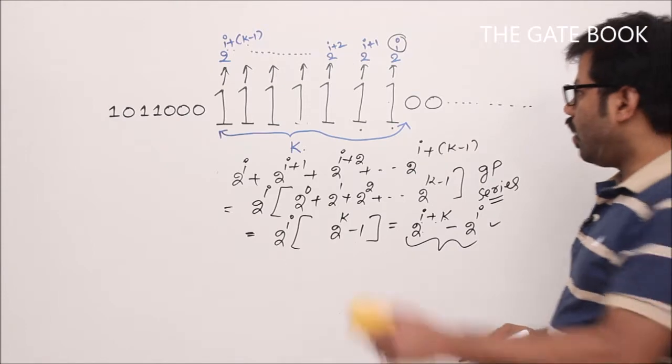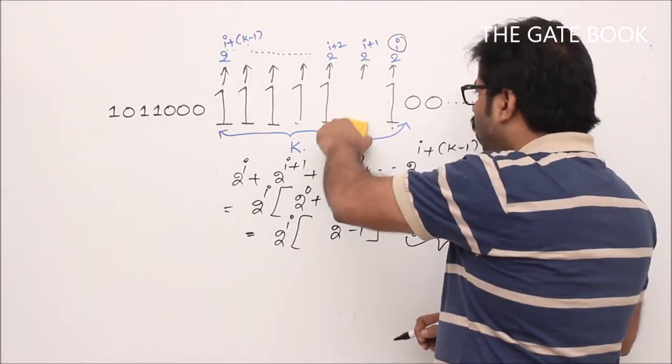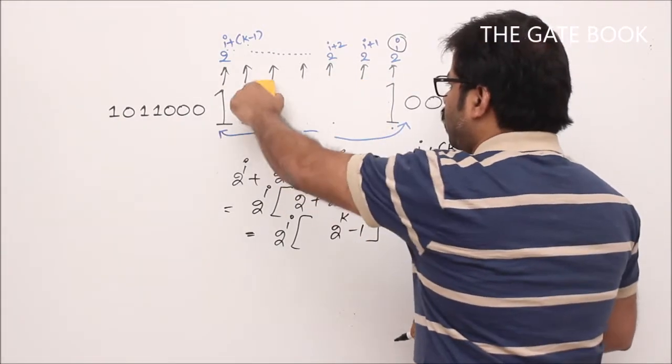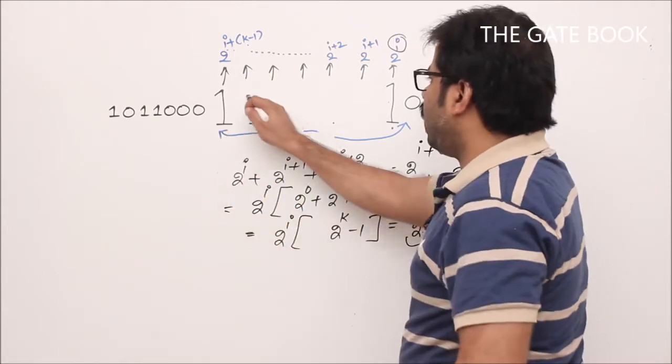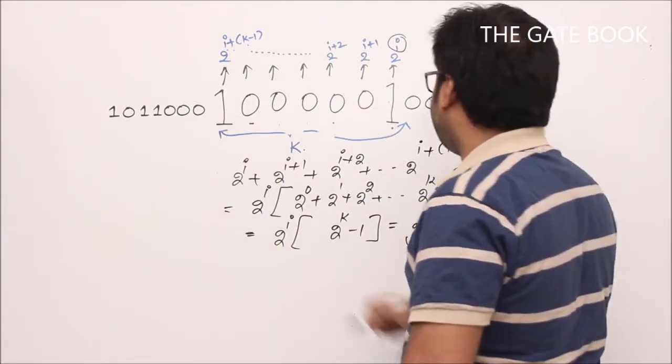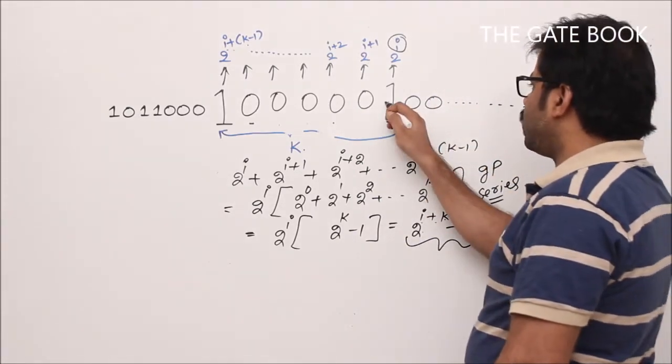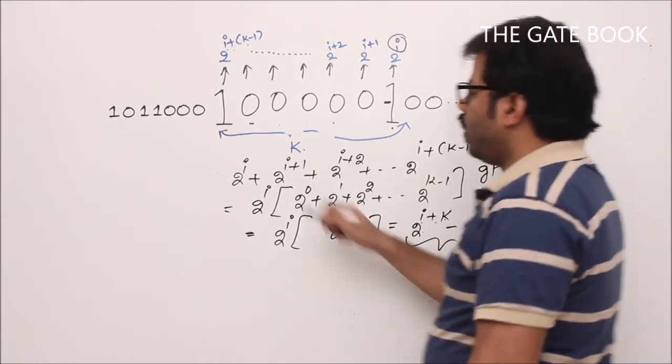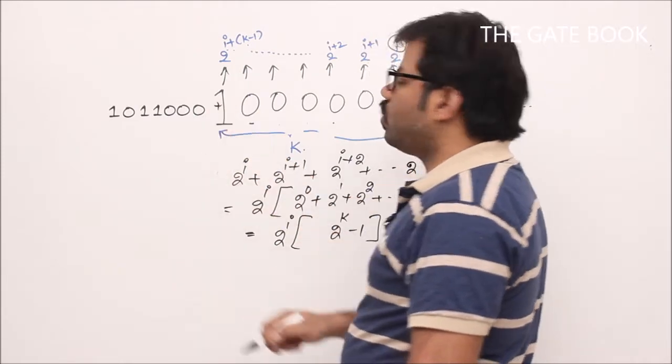So what I will do is I remove all these ones and I will keep zeros. Still the value cannot be affected. Sir, why sir? We will see. And here I write minus 1. Okay, here I write plus 1. That is what Booth did.